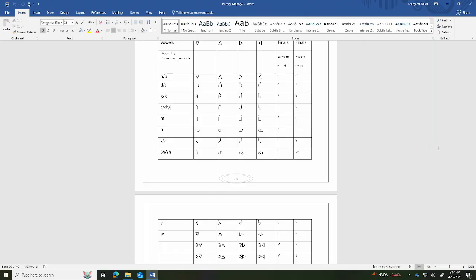Shue, shui, shuo, shwa. Ye, yi, yo, yua. We, we, wo, wa. Re, re, ro, ra. Le, li, lo, loa. And that was chart number 9.